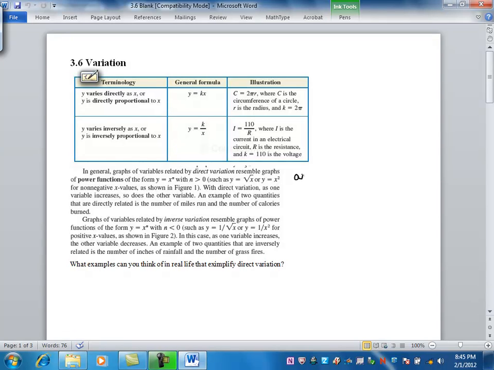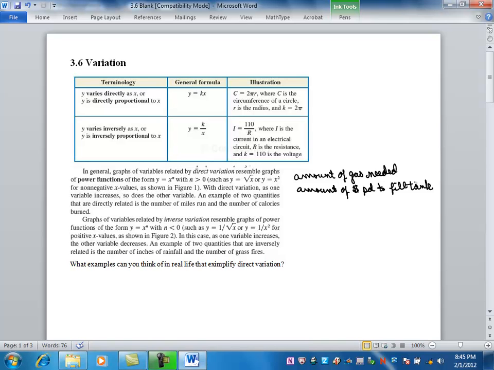Examples of this: the amount of gas needed, and so the amount of money you must pay. Amount of money paid to fill the tank. That's an example of direct variation. The number of tickets you buy to a concert or a performance sporting event is directly proportional to the amount of money that you're going to have to pay.